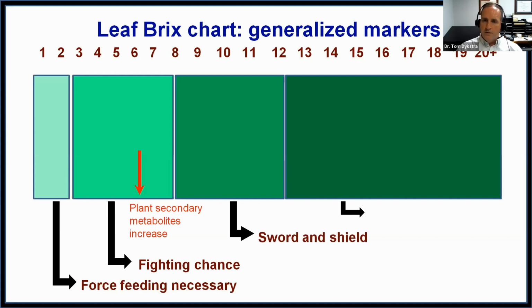The next stage, the third stage, is roughly between 8 to 12. There's a sword and shield. And that's because these plants are really pretty good at defending themselves. The plant's secondary metabolites have started to increase quite a bit as we're going from 8 to 9 to 10 to 11. And because of that, they're able to defend themselves against insects. They're able to do a pretty good job of defending themselves against all aggressors, even disease as well. And so the water retention abilities really increase at this point.